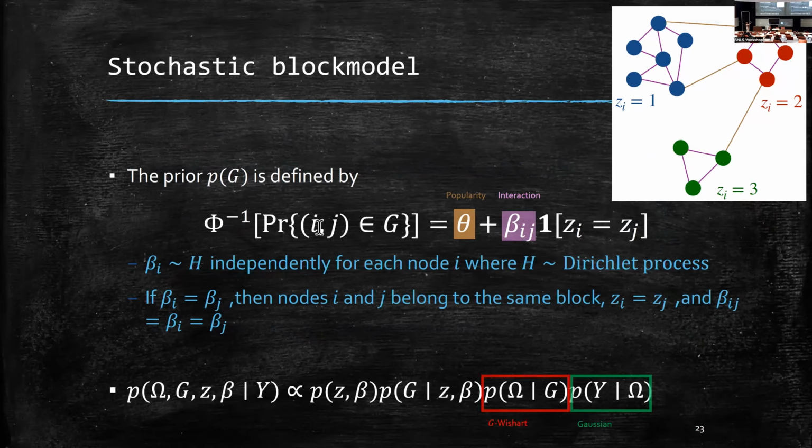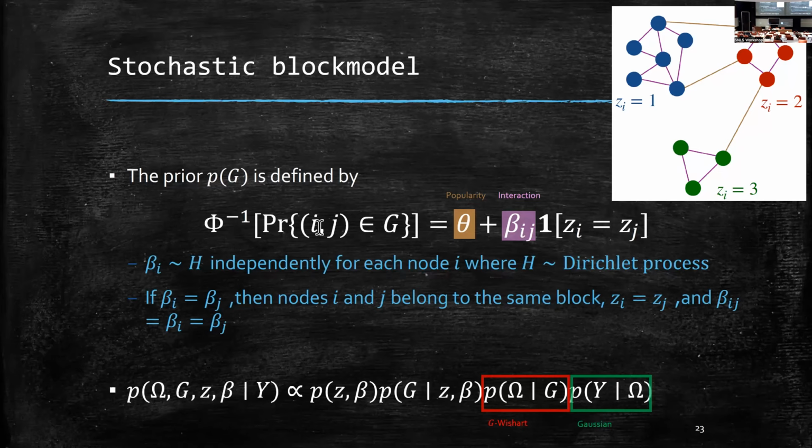so that the prior probability that there is an edge between node i and j is a function of two things. It's just a probability model, okay? But it's a function of two parameters. A popularity parameter, theta i plus theta j, which is idiosyncratic to each node. So each node has its own propensity to make friends, say, to make connections. But then another parameter, which is much more of interest here, is an interaction parameter, beta ij, which is only activated if two nodes belong to the same community.